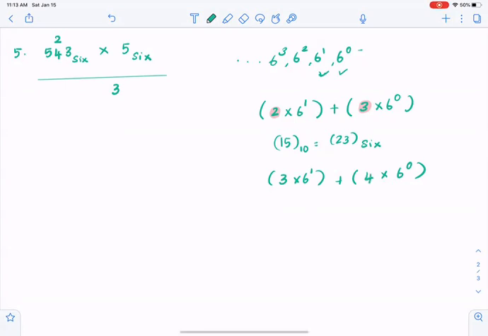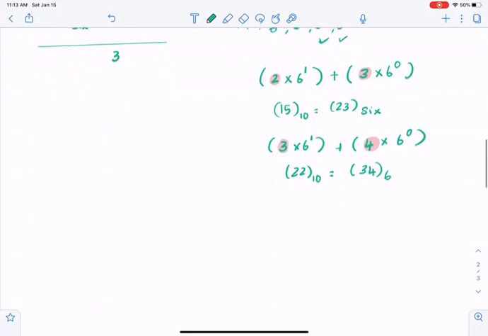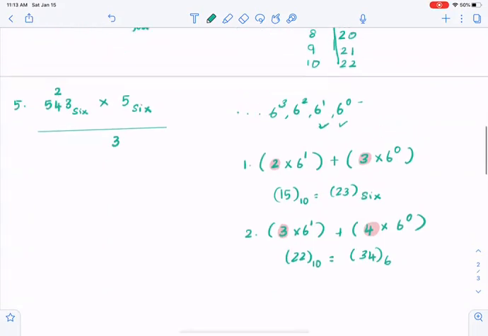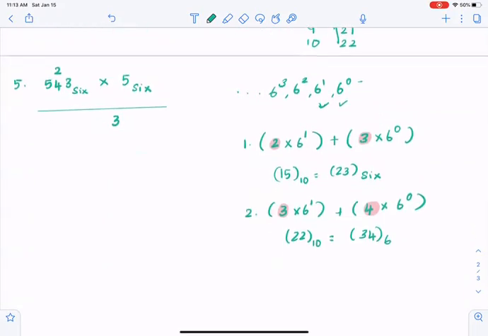But what if I put 4? 3 times 6 is 18. 4 times 1 is 4. 18 plus 4 is 22. So 22 in base 10 is simply 34 in base 6. With practice, once again, you could do this mentally. I don't want to just run through, which is why I'm writing it out. So we have 34. I'm going to put 4 here, carry 3.